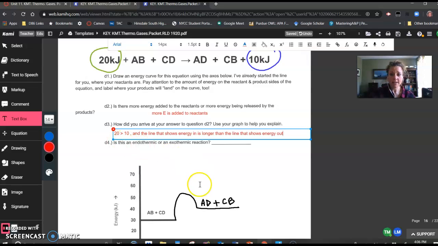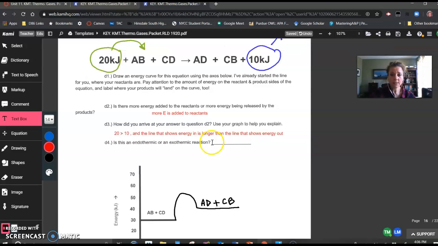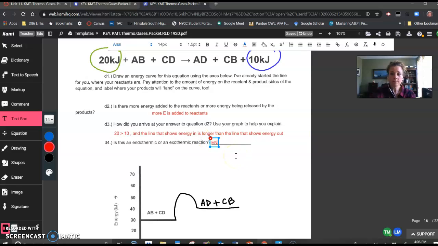So is this an endothermic or an exothermic reaction? Well, this is an endothermic reaction. And it's endothermic because my products end up to be of more energy, higher energy than my reactants.